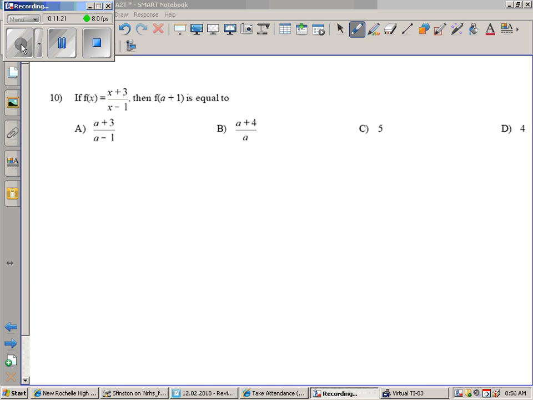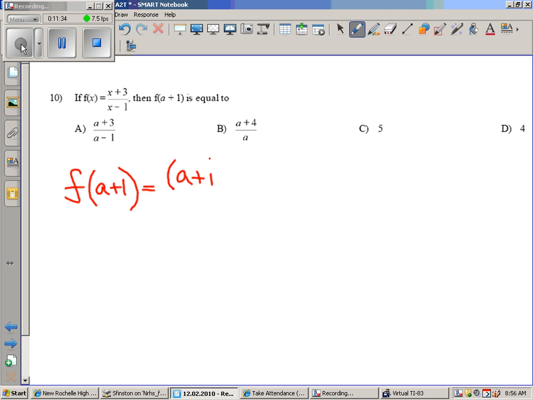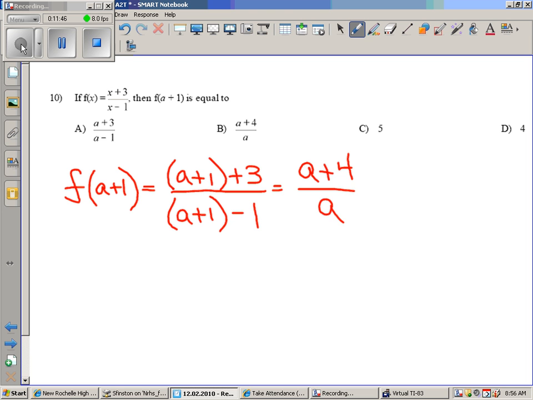All right, problem number 10. This is what's called evaluating functions. I want to know what this is. So all you do is just plug it in. Plug it in, plug it in. Love that commercial. We're going to plug it in for x. And then you solve it, and so it's going to be like a plus 4 over a.